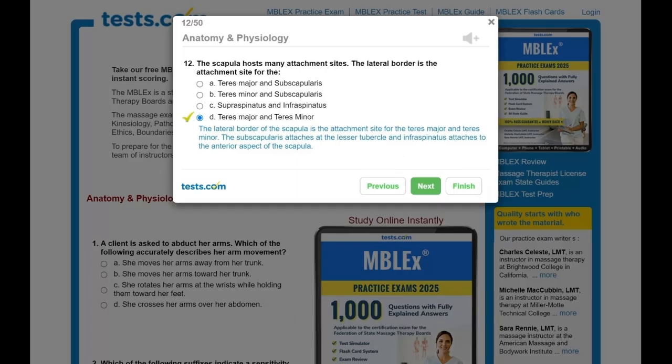D. Teres major and teres minor. The lateral border of the scapula is the attachment site for the teres major and teres minor. The subscapularis attaches at the lesser tubercle and infraspinatus attaches to the anterior aspect of the scapula.